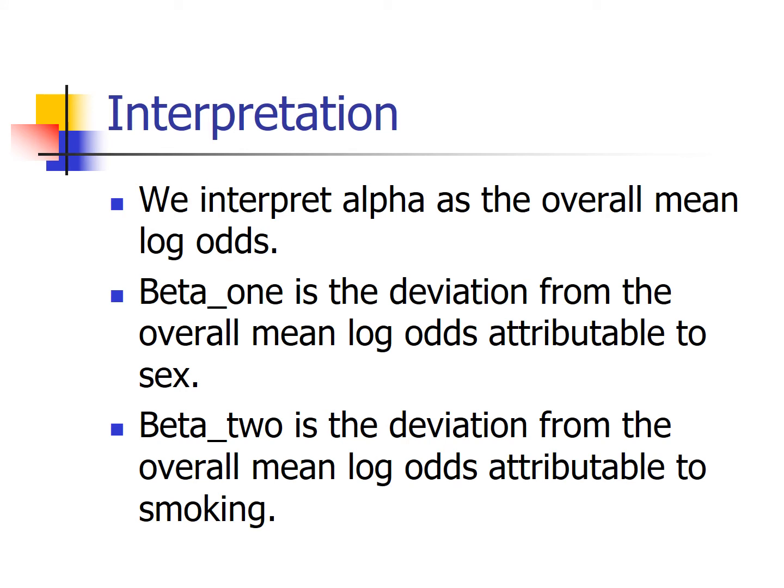So we interpret alpha as the overall mean log odds. Again, not a very real world type quality or quantity that's being interpreted there. But it does have a nicer interpretation in a 512 framework where we're working with actual means instead of these log odds. Beta 1 is the deviation from the overall mean log odds attributable to sex, and then we interpret beta 2 as the deviation from the overall mean log odds attributable to smoking.